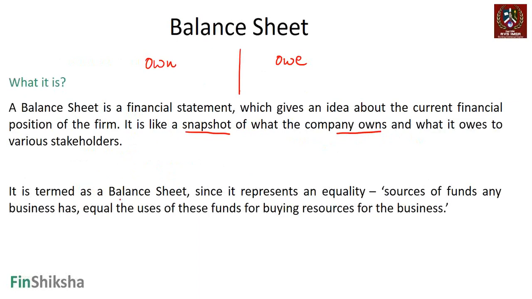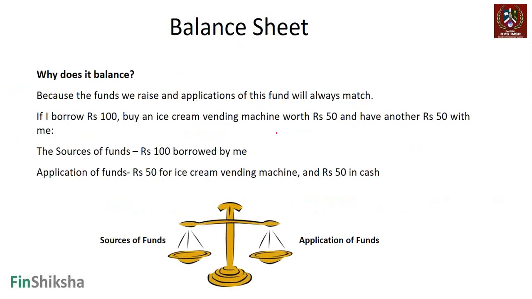It is termed as a balance sheet because it represents an equality, right? Sources of funds that any business has equal the uses of these funds for buying resources for the business. I'll explain this in a moment, and we will use some of these terms called sources of funds, what we owe, and liabilities interchangeably as we go along. Any business has to raise money, and there will be certain sources of fund for that, right? Why will it balance? Why is it called a balance sheet? Because it balances. It's an equality. Let's understand why it will always balance.